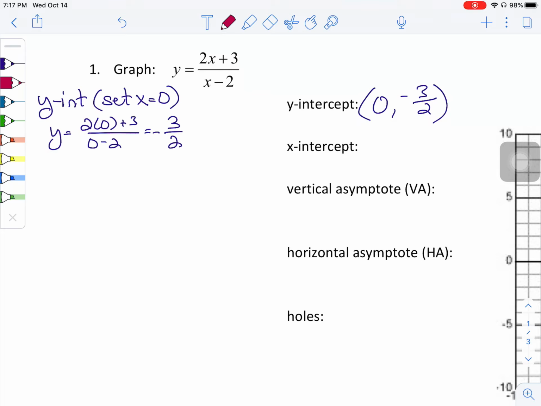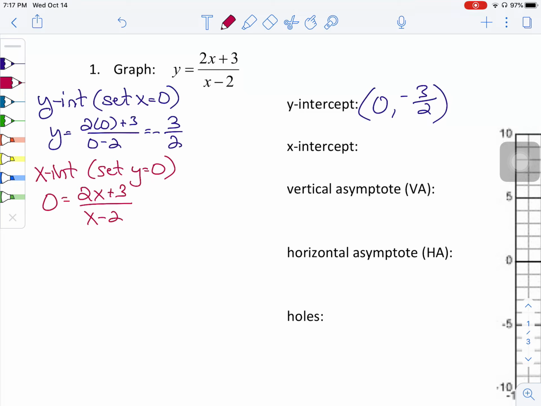Step 3, we want to find any possible x-intercepts. And so to find the x-intercepts, we are going to set y equal to 0. Remember, y can also be represented by f of x with these functions, so you would also possibly set f of x equal to 0. If we set y equal to 0, we are going to say 0 is equal to 2x plus 3 over x minus 2.